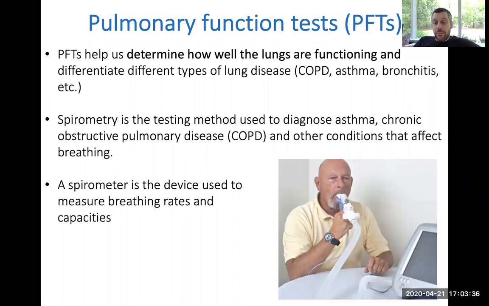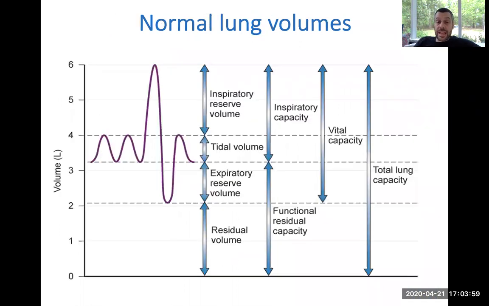This guy is actually doing it wrong, because one thing that you're meant to do with a spirometer is have a nose clip on, because you're meant to just breathe in and out through your mouth to measure total breathing in and out of your lungs. You're not meant to breathe in your nose at the same time. But this kind of device is used to measure breathing rates and capacities of your lung and things like that. And you're going to look at some of this data today.